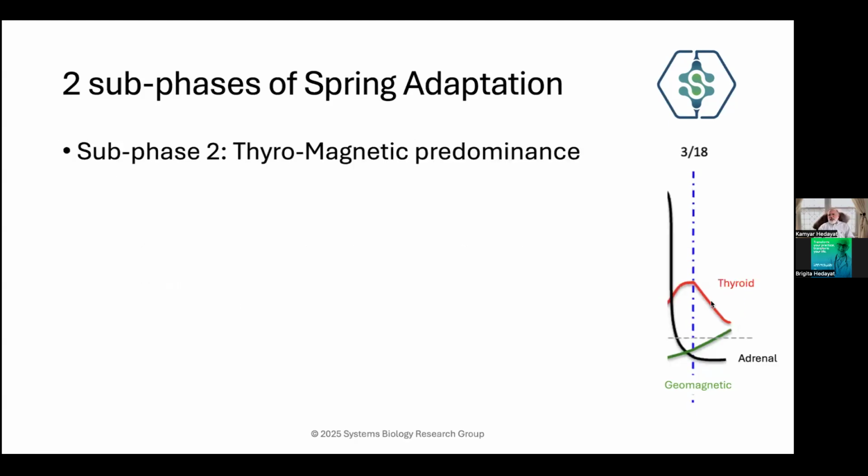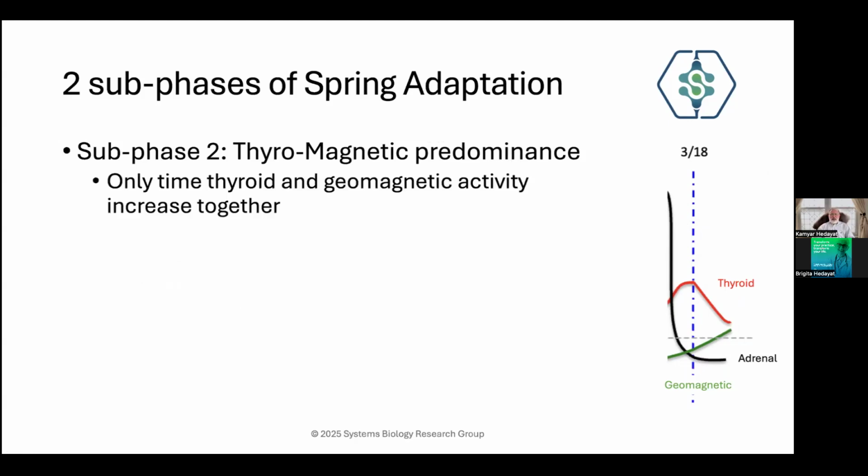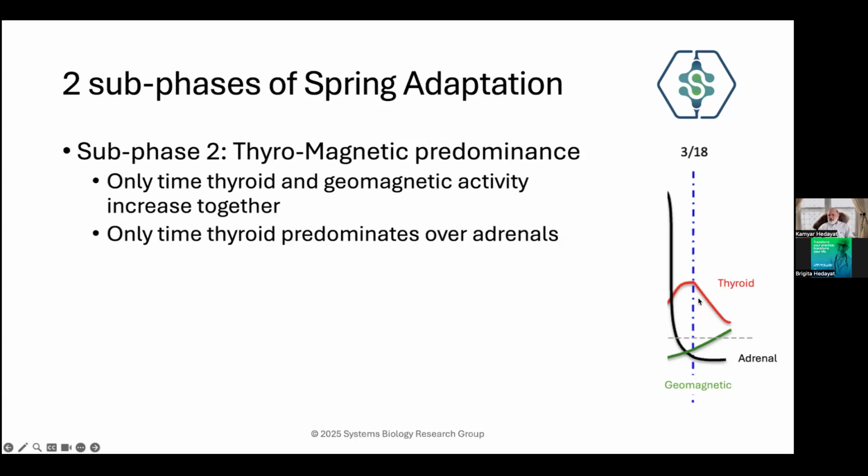Now, in subphase 2, we're dealing with this point here. And again, we're just talking about physiology, not pathophysiology. Remember, what's happening is we have a special case of thyromagnetic predominance, because you have rising thyroid and rising geomagnetic during this brief peak, and you have this fall in adrenal activity. So again, it's the only time that thyroid and geomagnetic activity increase together, and the only time that thyroid predominates over the adrenals.